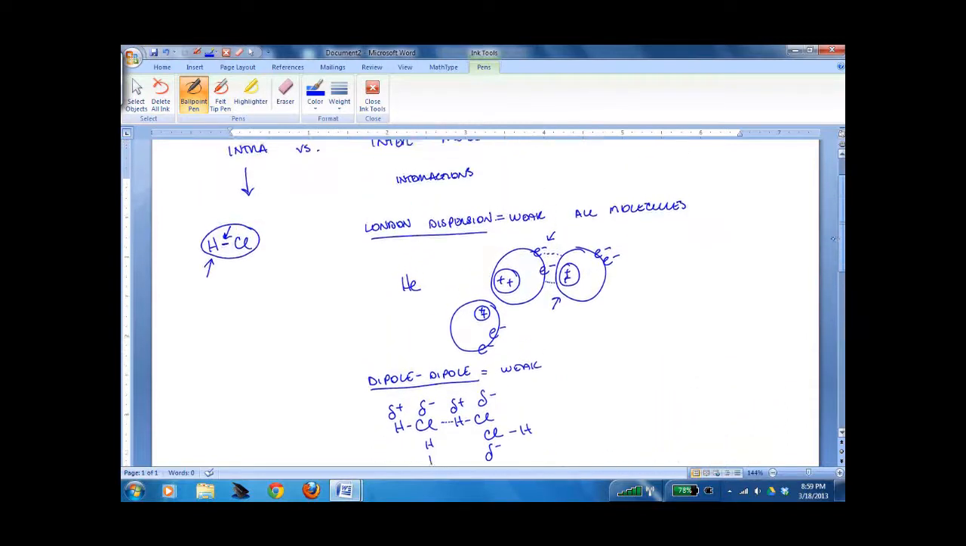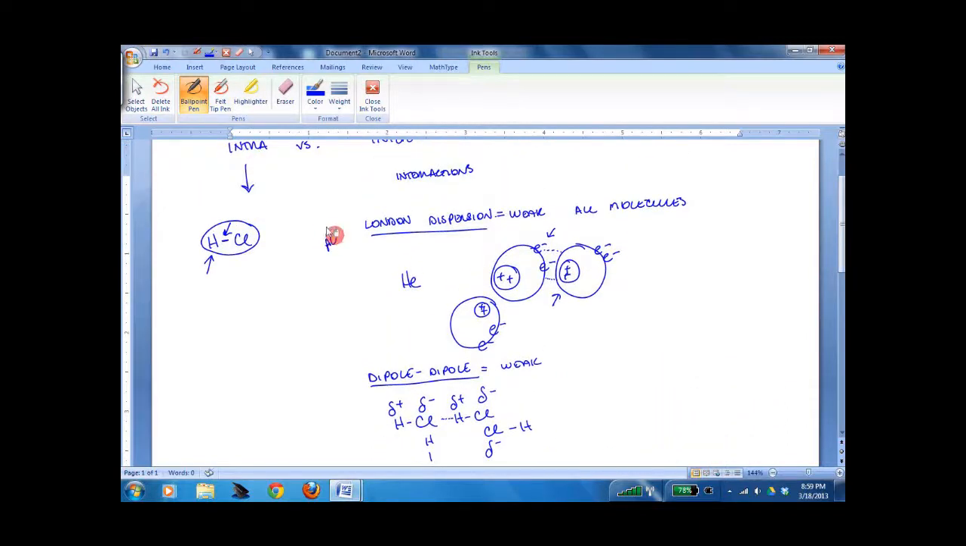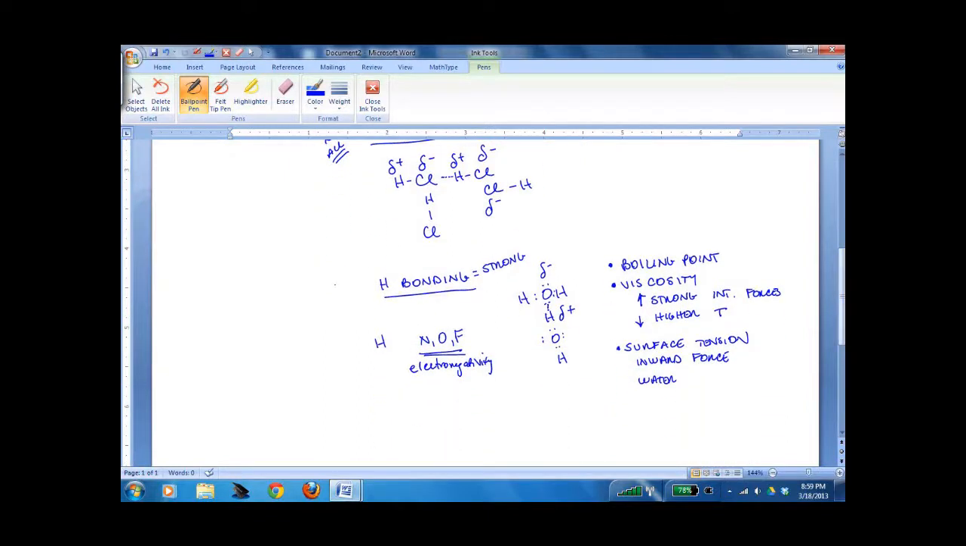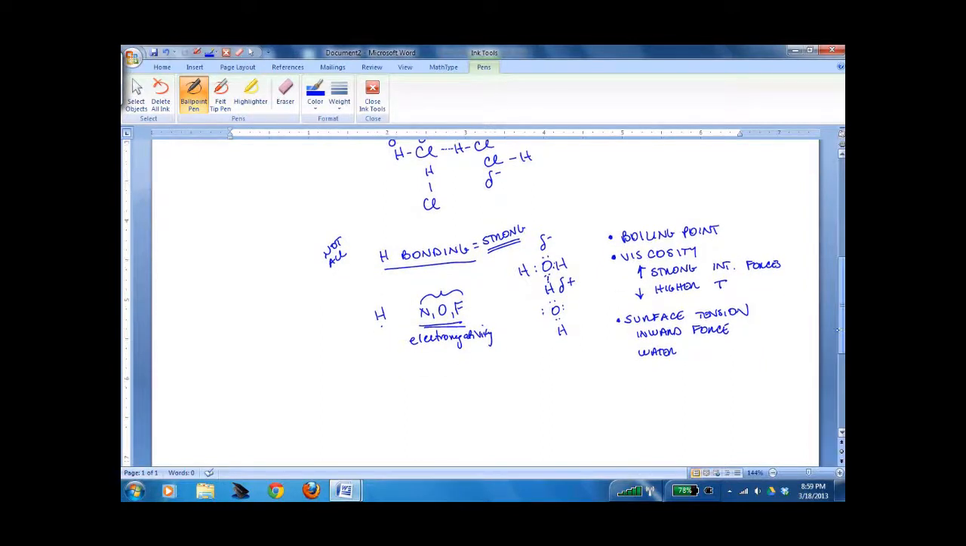Just to review, London dispersion, all will have it, but it's weak. Dipole, not all, it is also weak. Hydrogen bonding, again, not all. We're looking for hydrogen and then nitrogen, oxygen, and fluorine. But these are very strong, so when we're there, we will notice it in the physical properties.